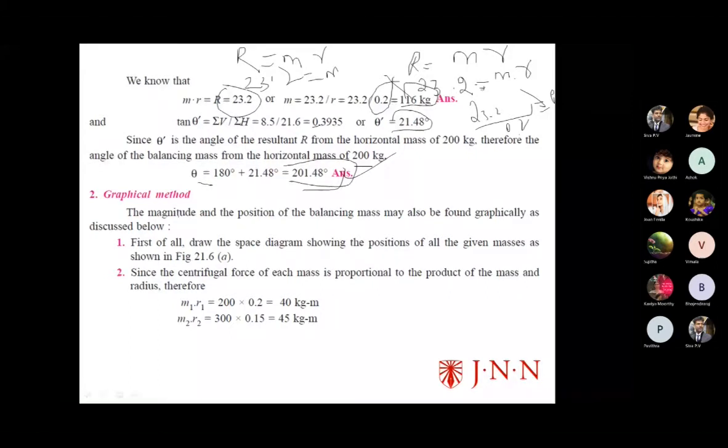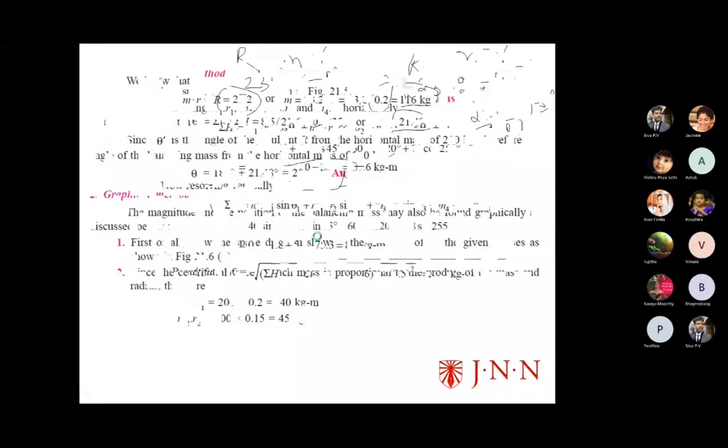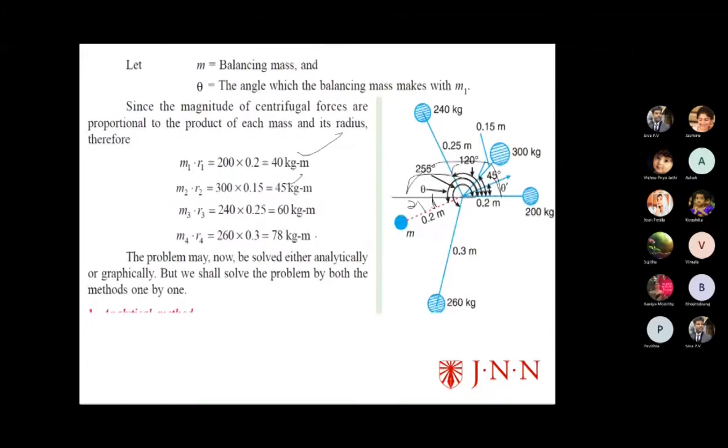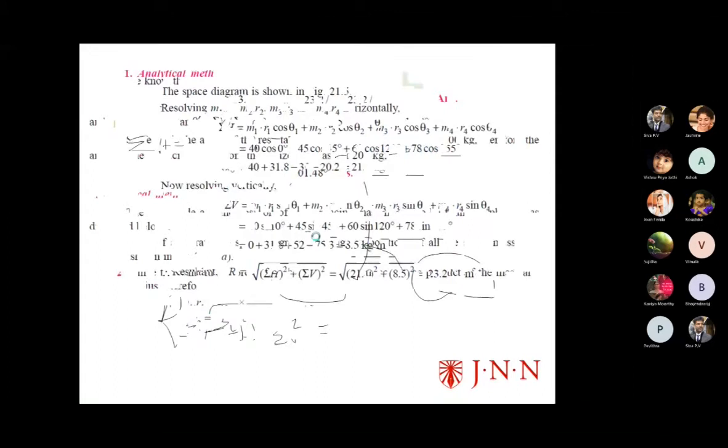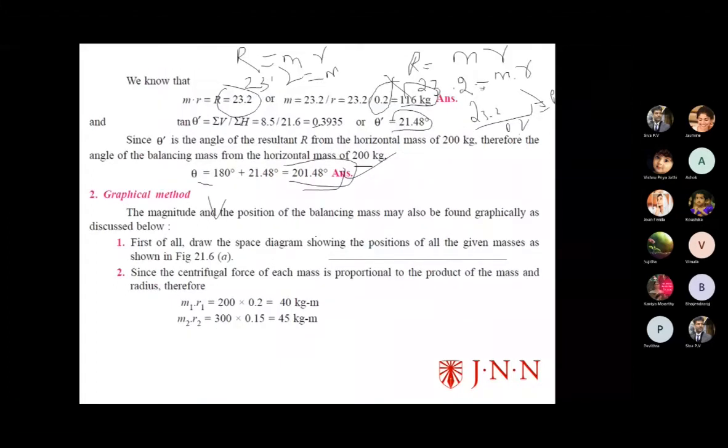So now the second method is the graphical method. First of all, the space diagram showing the position of all the masses. The space diagram, we saw this, right? So this is called a space diagram. So in that, first of all, draw the space diagram showing the position of all the given masses.